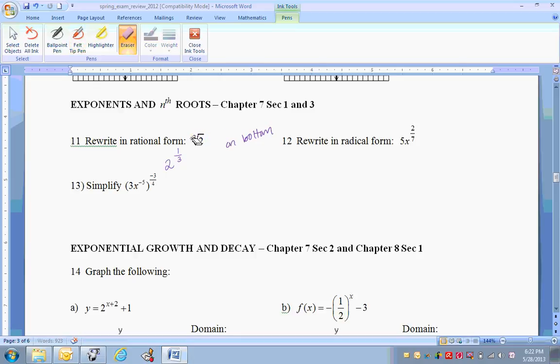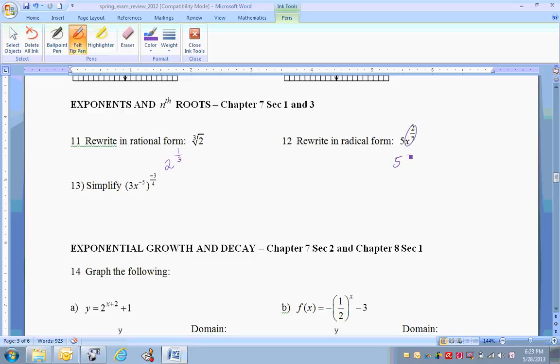Now, the opposite goes for number 12. They're going to ask you to write it in radical form. Well, that means you have to put a radical or a square root sign. So you're going to take the number on bottom and send it out front. So that's going to be the 7th root of 5x squared. Oh, I'm sorry, I shouldn't have said that, because the exponent of 2 to the 7th is only applying to the x.